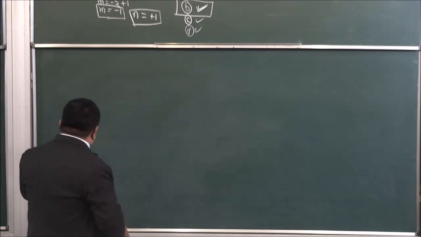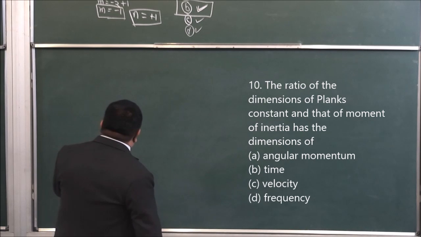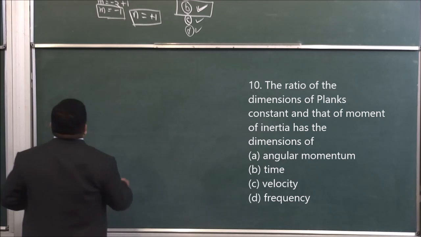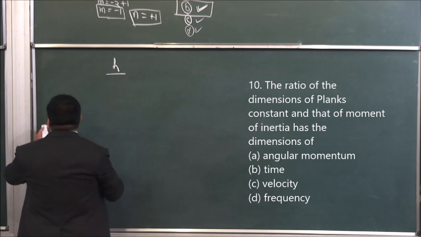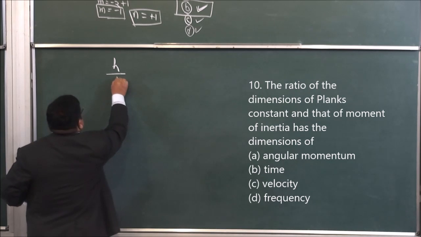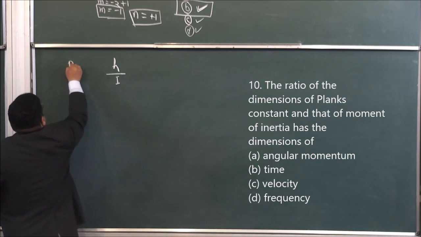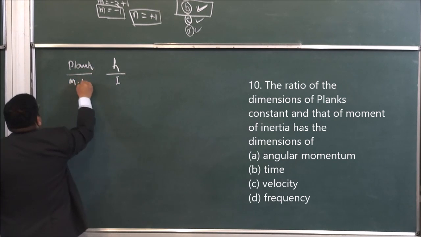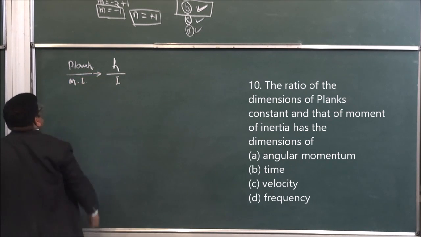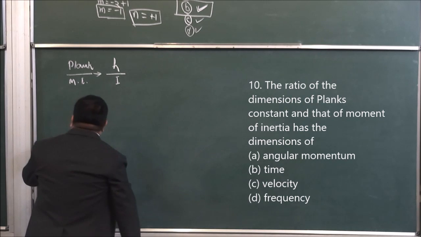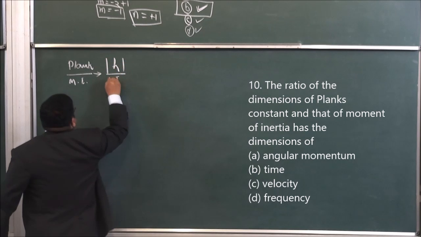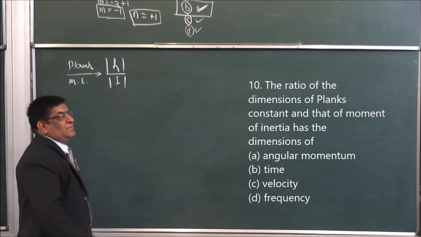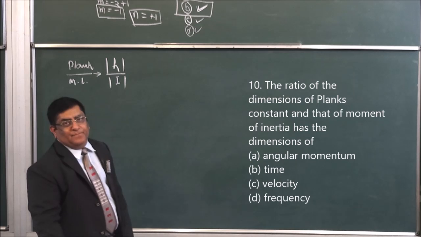This question says the ratio of dimensions of Planck's constant and moment of inertia I. Moment of inertia. We have to find out the ratio of their dimensions. Let's find out dimensions individually.